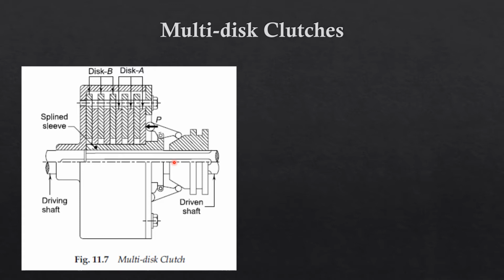Now, in your automobile, when you press the clutch pedal, it will release the spring force, because of which disc A and disc B will no longer be in frictional contact, and the power and the motion will not be transmitted. And when you release the clutch pedal, the spring force will be exerted, and both disc A and disc B will function as a single unit, and there will be transmission of power.